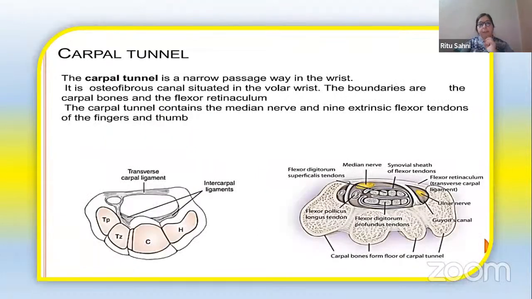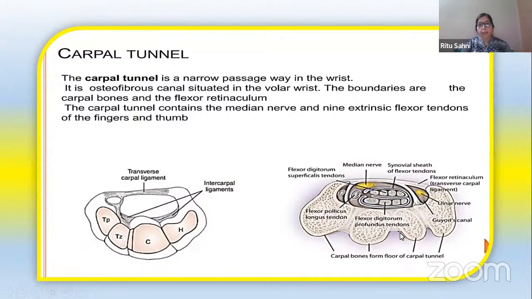Then after these pulleys, there is one more very important part of anatomy, the carpal tunnel. Normally in our patients with carpal tunnel syndrome, we see median nerve entrapment. But here you can see that many other structures can also cause carpal tunnel syndrome, like all the tendons entering this tunnel. This is the volar wrist, this is the median nerve, and there is the synovial sheath of the flexor tendons, the flexor digitorum superficialis tendon, and the flexor retinaculum coming in between.